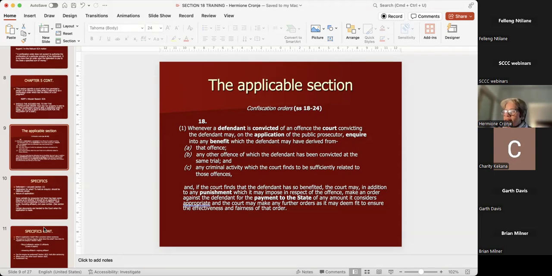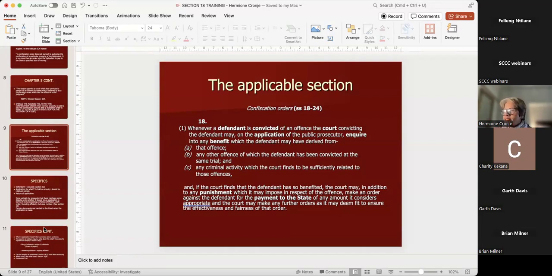So it's not appropriate to have a confiscation inquiry if the accused is being convicted of, let's say, rape or murder, if there is no additional allegation that it was done for purposes of deriving a financial or an economic benefit from that crime. So this section is strictly for cases where the crime was committed for the purpose of deriving a benefit.